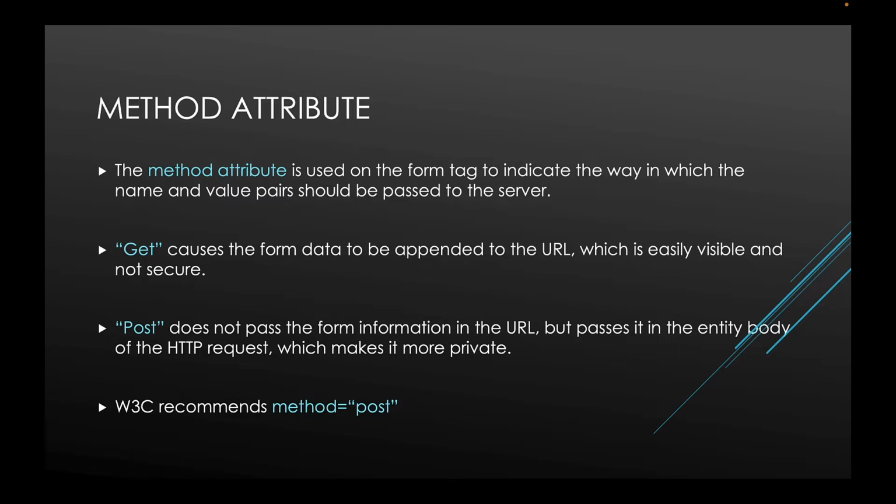So the method attribute is used on the form tag to indicate the way in which the name and value pairs should be passed to the server. Get causes the form data to be appended to the URL, which is easily visible and is not secure, versus post, as a value, does not pass the form information in the URL, but passes it in the entity body of the HTTP request, which makes it more private.